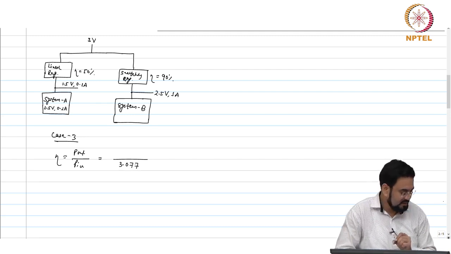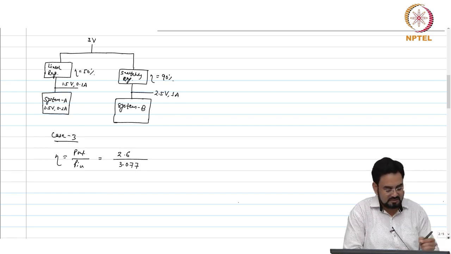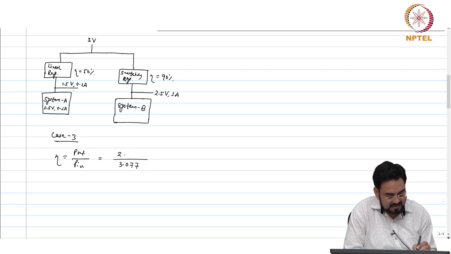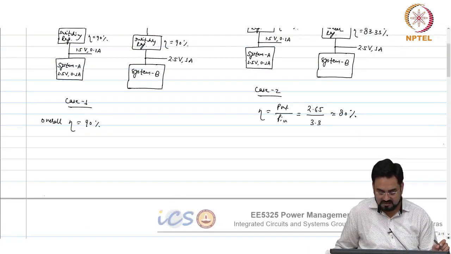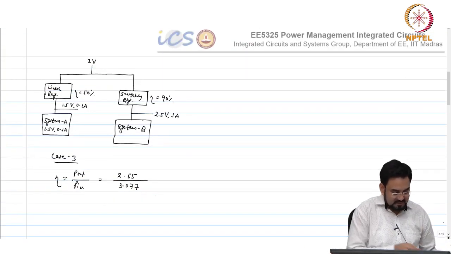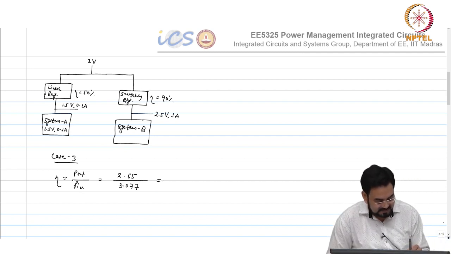3.077 is the input power and 2.5 plus 0.15, 2.65 is the output power. Yeah, correct. So 2.65 divided by 3.077, it's 86%.